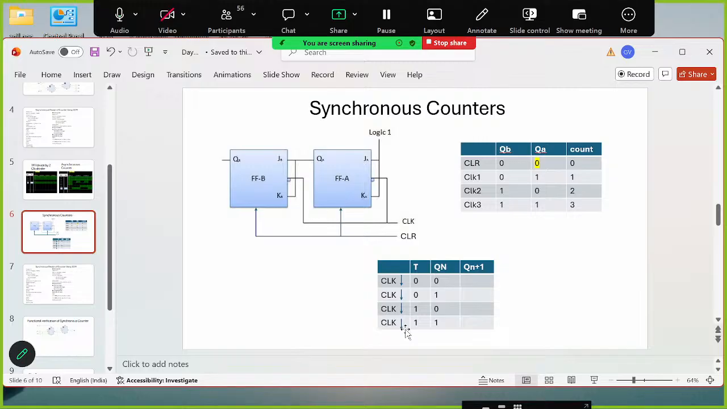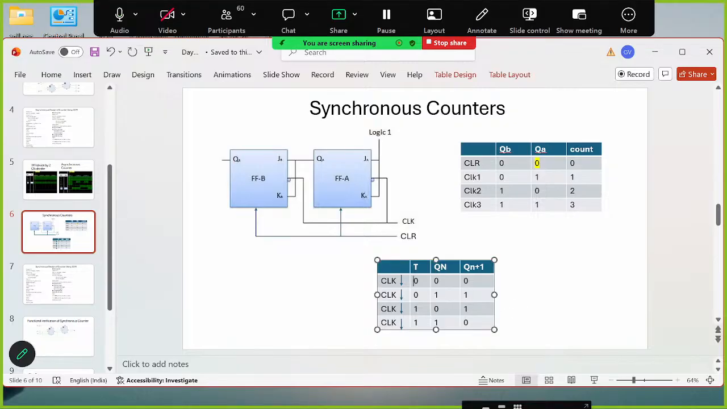When a valid clock signal is there, something should be at the output. We know the output will toggle when T is 1. So if the present state is 0, it will become 1, or if it is 1, it will become 0. Similarly, when T is 0, the output remains the same. There is no change in the output. It will follow the previous value.